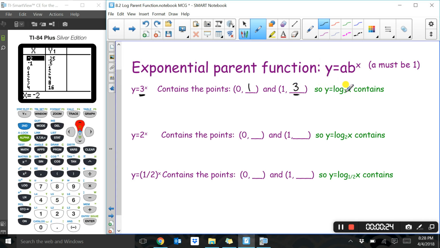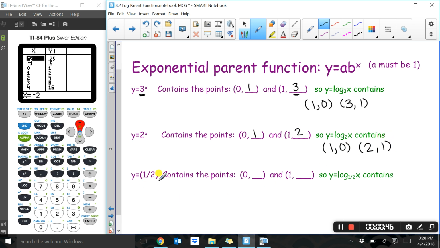So then if log base 3 of x is the inverse, it contains the points 1 comma 0 and 3 comma 1. Same thing with 2 to the x. 2 to the x contains the point 0, 1 and 1, 2. So log base 2 of x would contain 1 comma 0 and 2 comma 1.